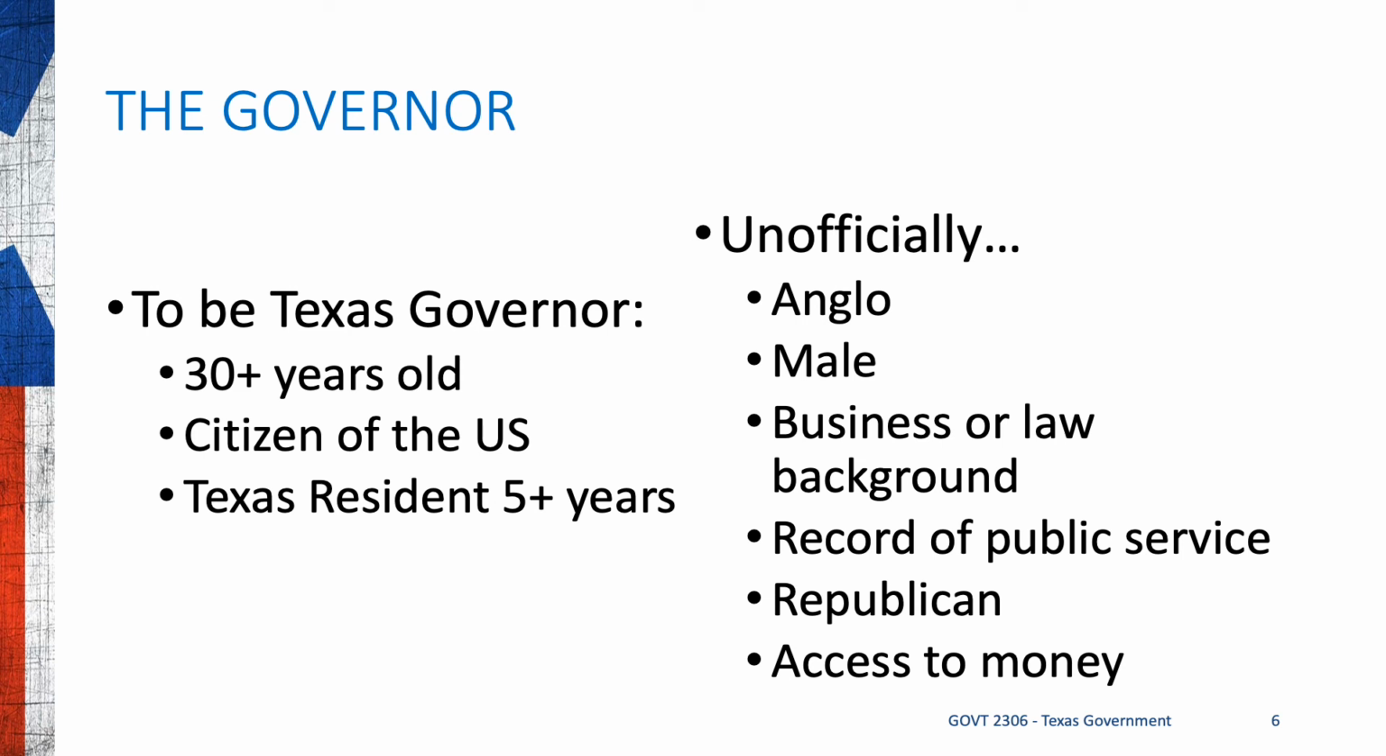So since 1900, more than 50% of the governors in Texas have been lawyers. And when you want to talk about access to money, in 2014, when Abbott ran for office, he spent about $49 million, and Wendy Davis spent about $46 million on their campaigns. So you have to have some access to some real money.